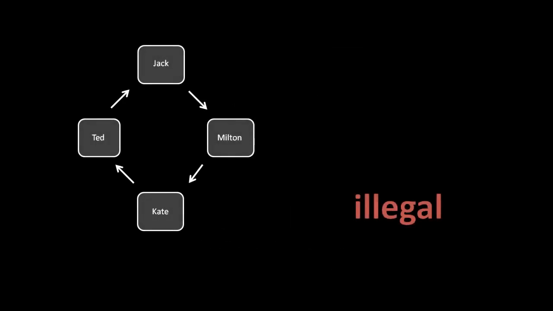What's definitely not allowed in any language, though, is circular inheritance, wherein a class ends up indirectly inheriting from itself. Like say here Kate inherits from Ted, and Ted inherits from Jack, and Jack from Milton, and then Milton inherits back from Kate. No languages allow this because it simply doesn't make any sense. It's not clear what it should mean, really.